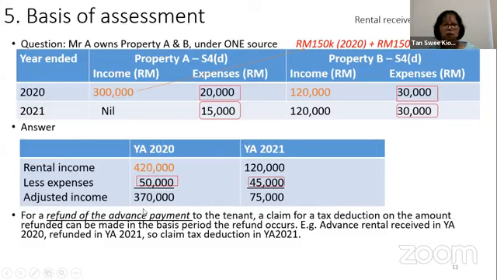How about if your tenant already paid you rental in advance, and now he has moved out? You need to refund the advance rental payment. What are you supposed to do? For example, your tenant paid you rental in advance in year 2020. Then in year 2021, he moved out early and you refund the advance rental in year 2021. Then you can claim the tax deduction, offset it, and consider it as your expenses in year 2021, the year when you make the refund to your tenant.